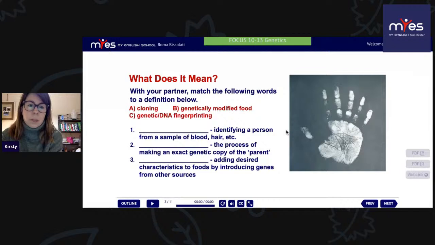I know it's a bit difficult because we're not in a classroom, but I'd like you to fill in the gaps. We've got A, cloning, B, genetically modified food, and C, genetic DNA fingerprinting. I want you to put the words in the gaps and answer in the comments section.